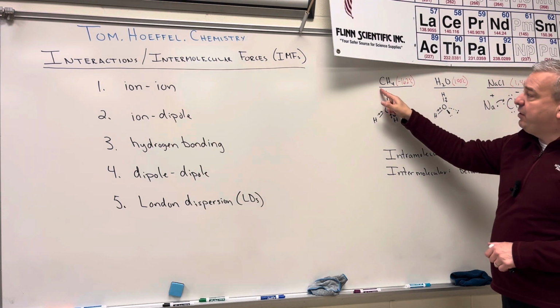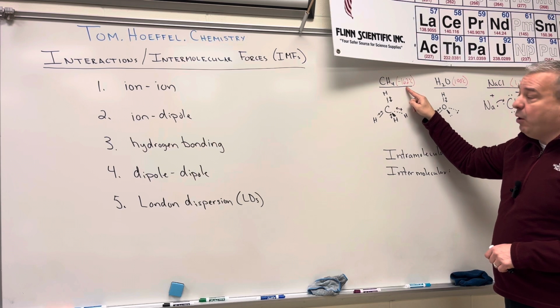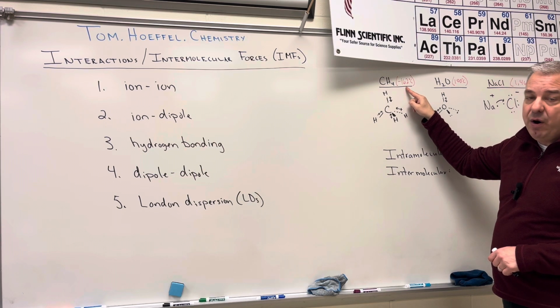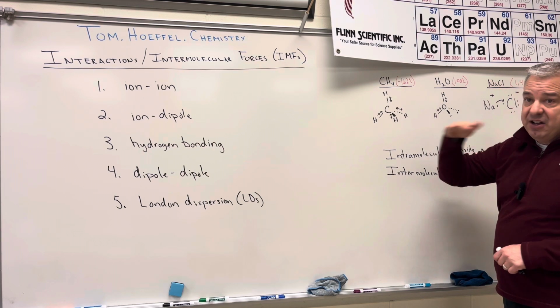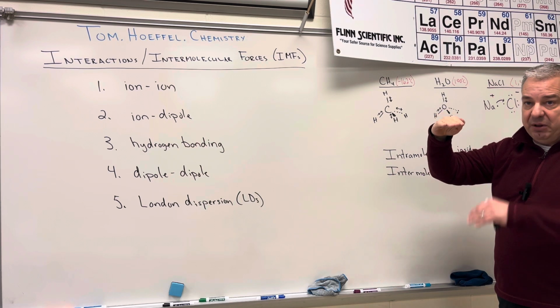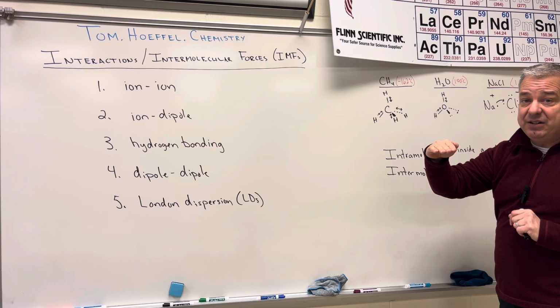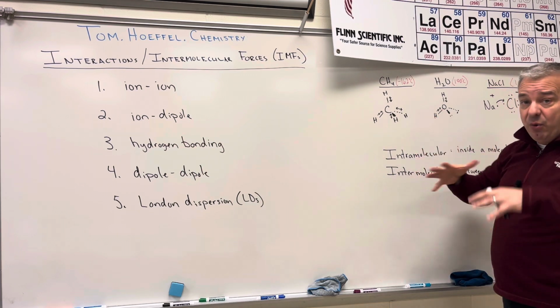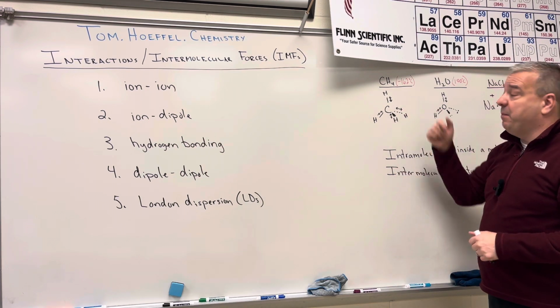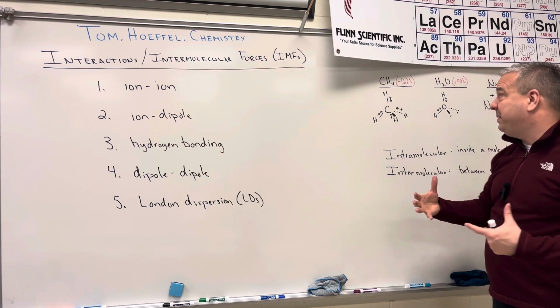I've got a molecule of methane, which has a boiling point of negative 162 degrees Celsius. That's the temperature at which it changes from a liquid to a gas. So anything above negative 162 will be a gas. And we're at room temperature, so methane at room temperature will be a gas.